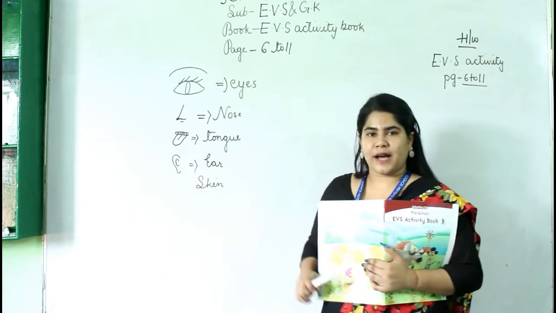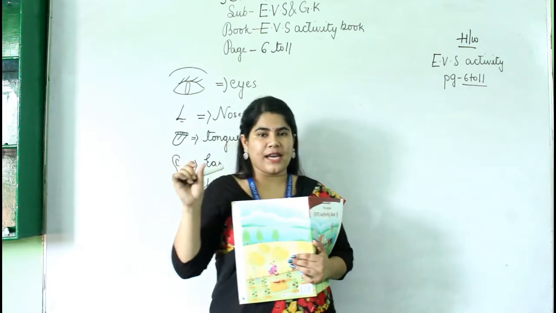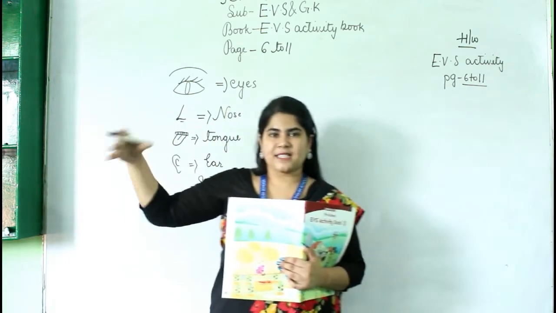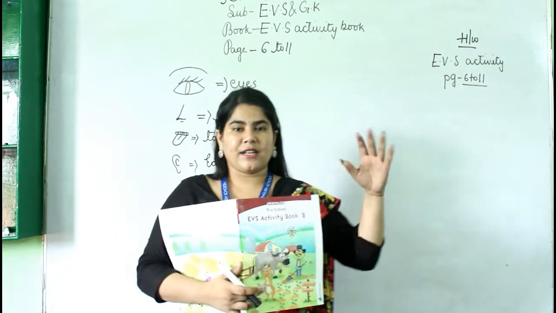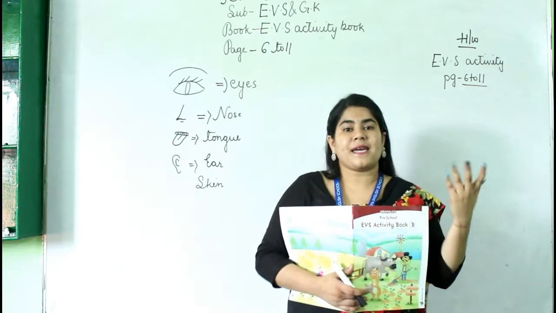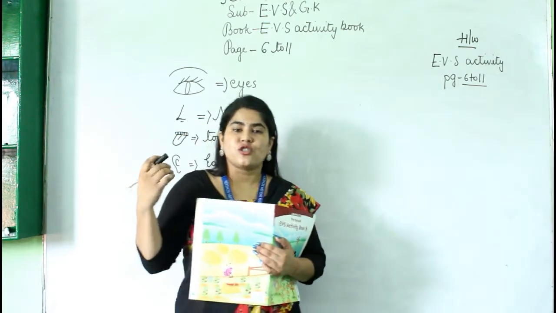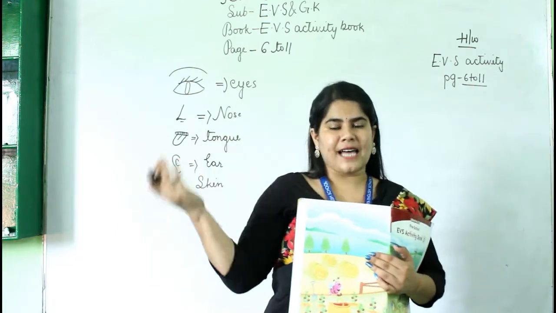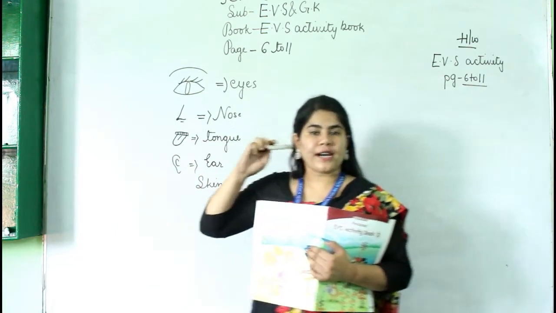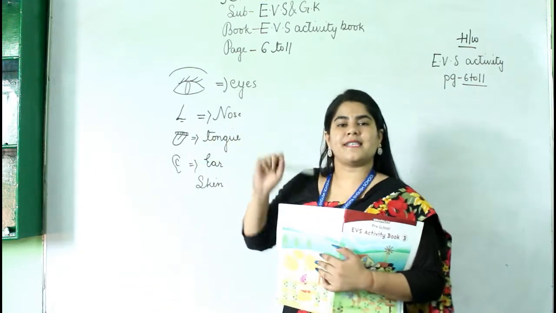Okay. The fourth one, ear. Ear helps us to hear. Okay. Like somewhere the music is playing, somewhere the dog is barking, somewhere different types of animals are making sound, birds are chirping, right? So you get all these sounds through what? Through your ears. That means ear helps us to hear the sound.